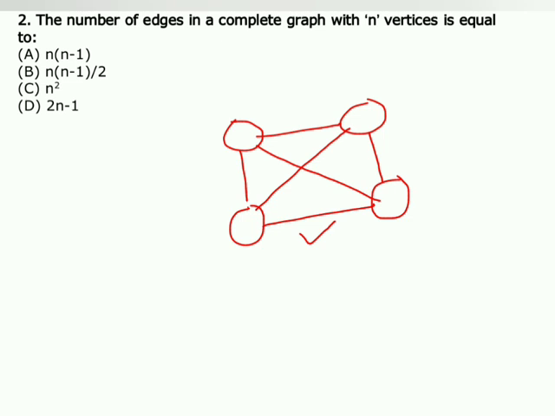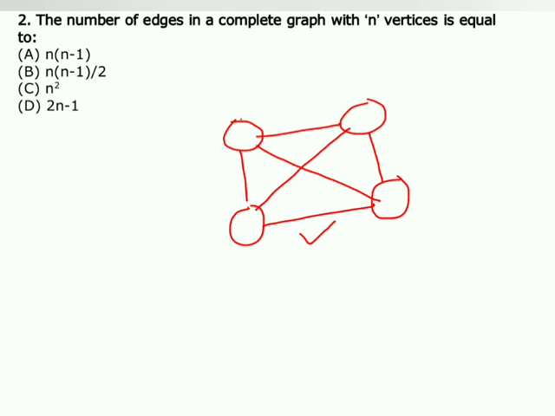Normally the complete graph formula is n into n minus 1 by 2. So let us see how to check whether the given graph is complete. It is an undirected graph, so every vertex will be connected to every other vertex. So n into n minus 1 by 2 is the formula here.